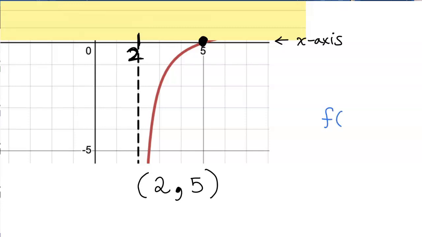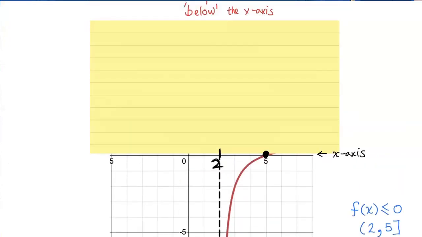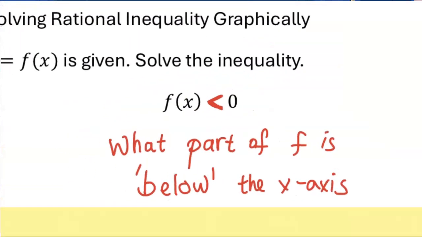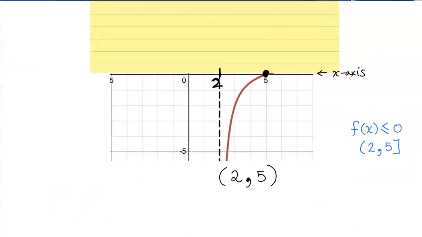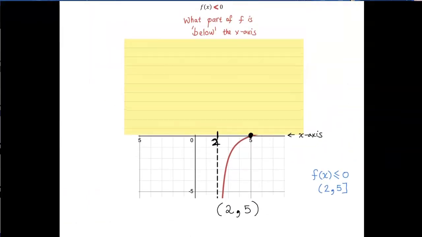What if they asked, where is f of x less than or equal to 0? Now, how would you write the answer for that? It will be parenthesis 2, but because if the symbol says less than or equal to, it can be on the x-axis. So I would just change the symbol after 5 to a square bracket, okay? But when it says just strictly less than 0, you only need to read the part that is below the x-axis, not on the x-axis. So the answer for this problem will be (2, 5), okay?